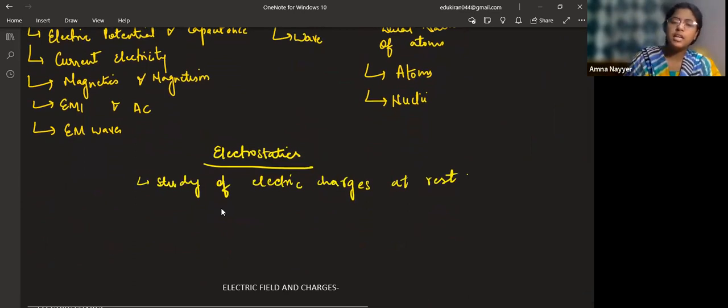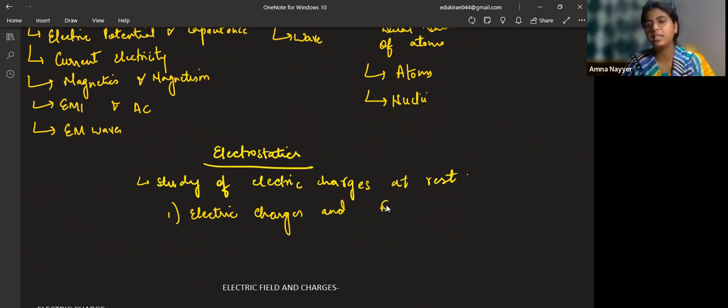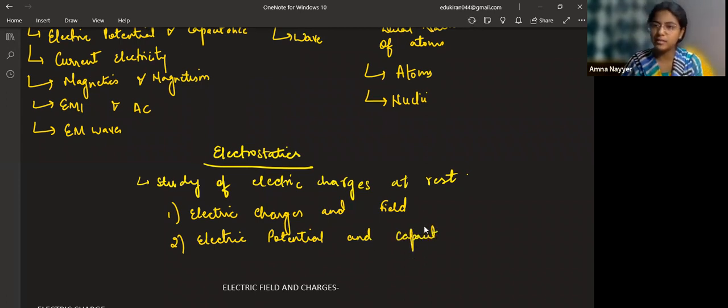So two lessons are included in the study of electric charges at rest. The first lesson is electric charges and field. And the second lesson is electric potential and capacitance. So electric charges and field, electric potential and capacitance.